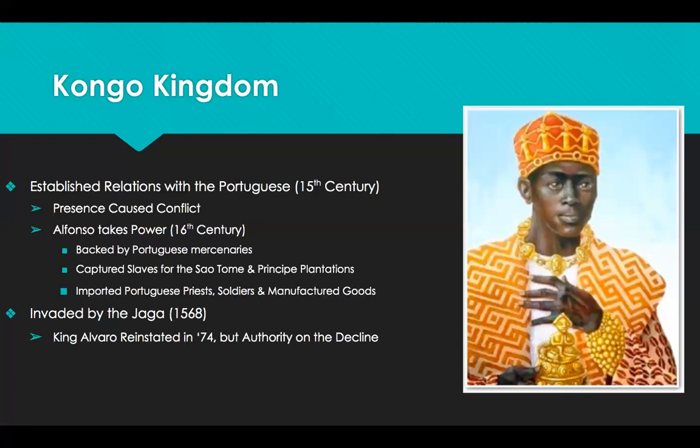By 1574, King Alvaro was reinstated. Another one from the Congo bloodline was reinstated with the help of Portuguese mercenaries. But after that, his authority was on the decline and became particularly dependent on the export of captives in exchange for Portuguese military support, which itself would decline as we went into the 17th century, right? Because the Dutch and other groups had taken over. So without the backing of the Portuguese on the West Coast, the king's authority was severely on the decline.